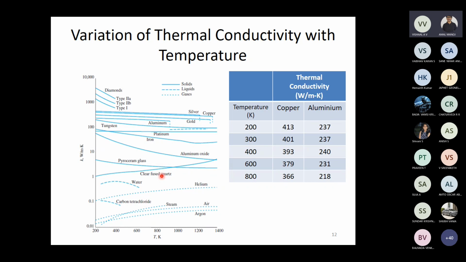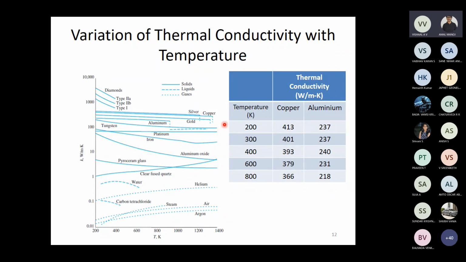And gases are at the bottommost point: helium, carbon tetrachloride, steam, air, and argon. So one thing we can immediately recognize from this graph is that solids have the highest thermal conductivity, and gases have the least amount of thermal conductivity in general.